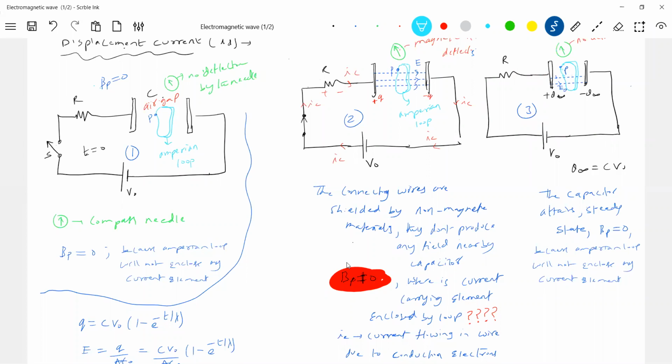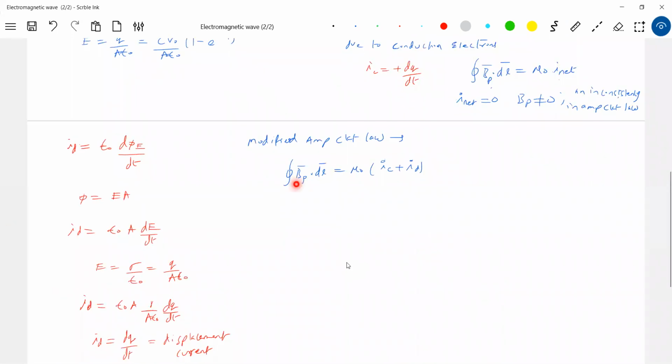Why is the magnetic field non-zero here? Because of the displacement current, not due to conduction current. So between the plates of capacitor, this equation will end up like this. IC will be zero. You should write mu naught ID. So therefore, what is the expression we should write here? IC should be zero between the plates of capacitor.